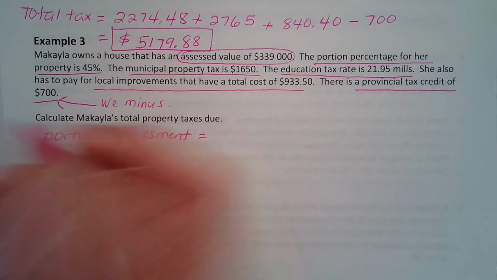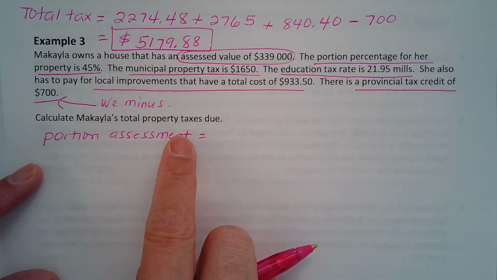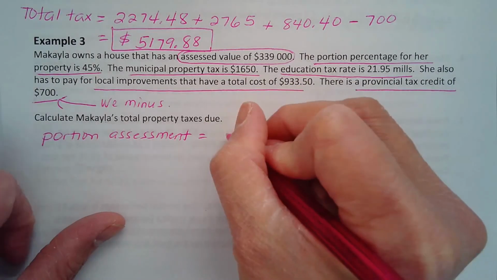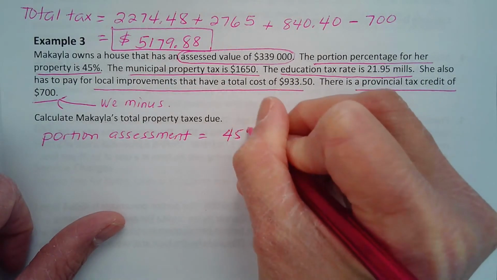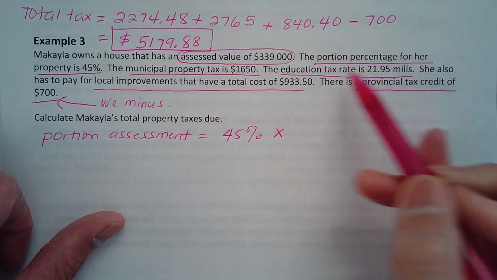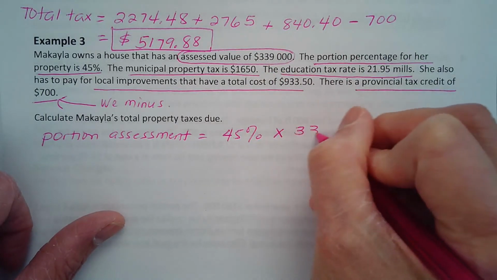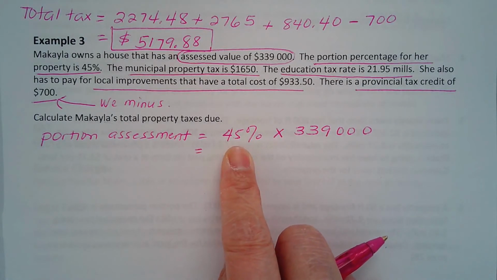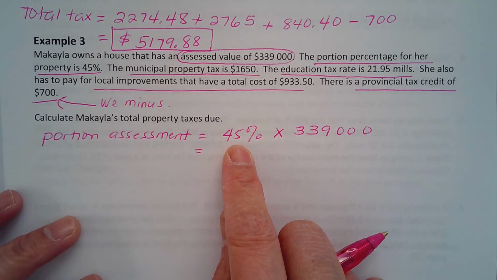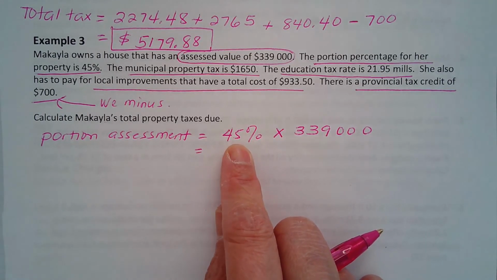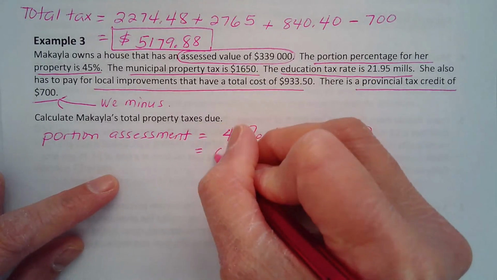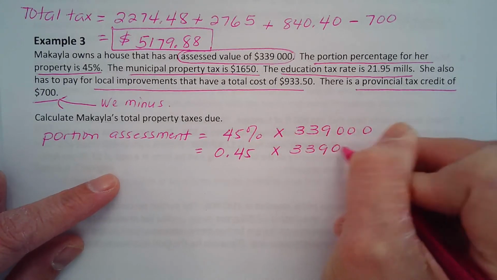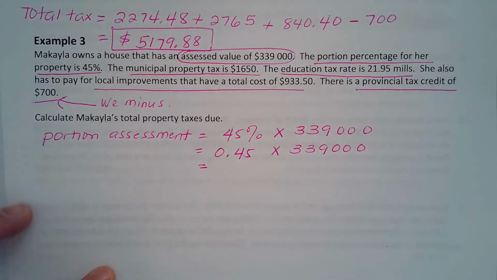Thank you. Okay, so how do we calculate the portion assessment? What portion do we want? Only 45%. So 45% times the assessed value, $339,000. What do we do with the 45%? Divided by 100 to change it into a decimal, right? So what would that be? 0.45 times 339,000. Okay, so let's do the math here.